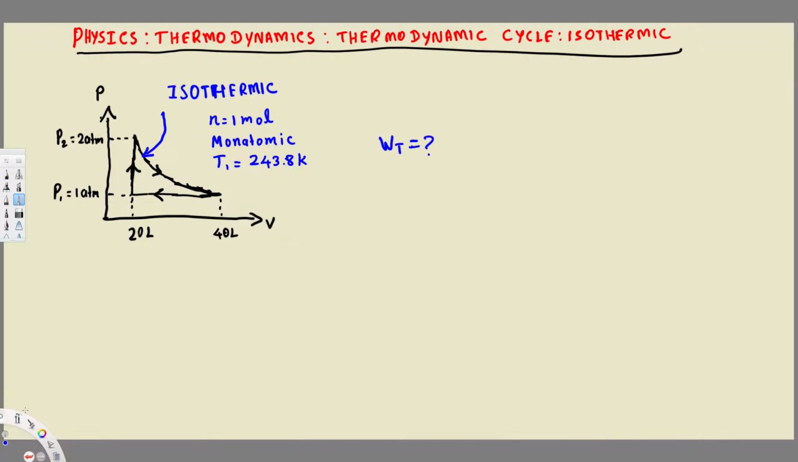What's going on, guys? Let's do this problem right here. The question is asking to calculate the total work done in this cycle, right? So let's see how we can do this one.